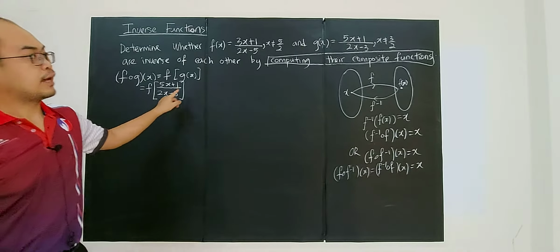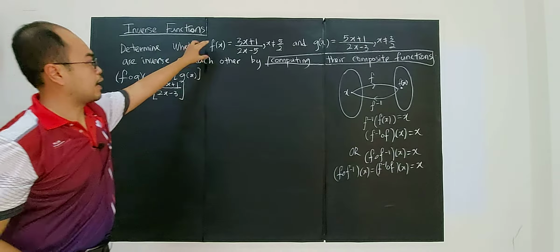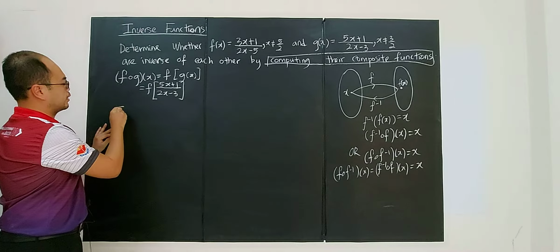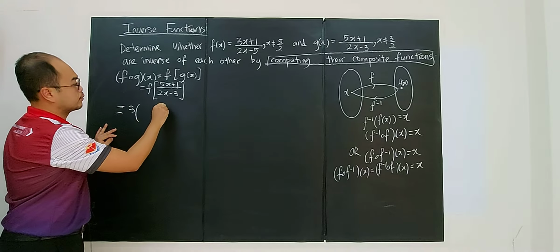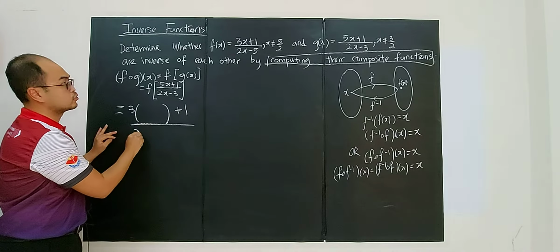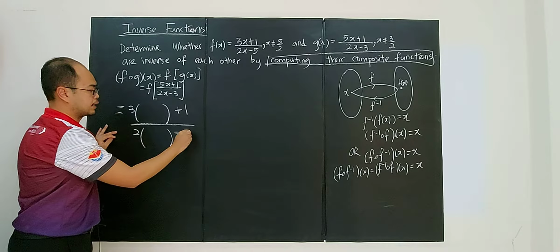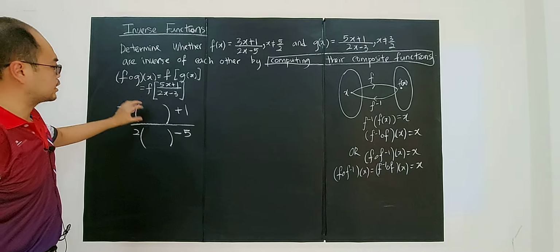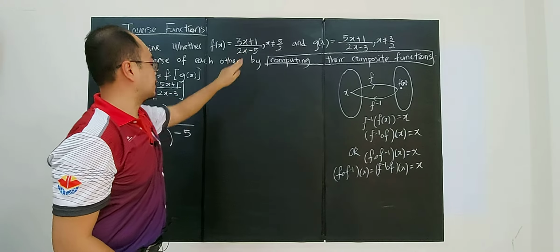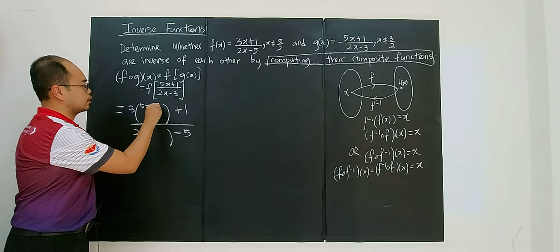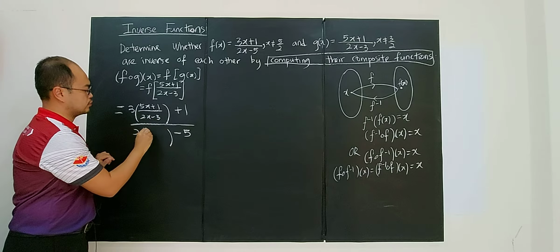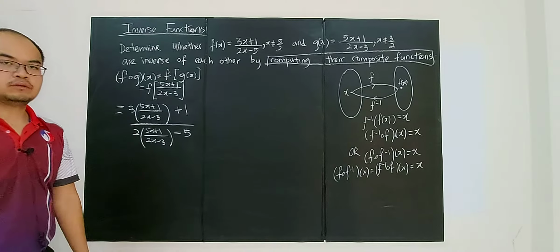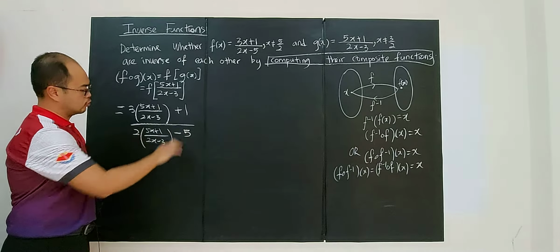The g(x) you're going to put into f here, so the x here you're going to replace with all this. Write it bigger a bit. So you will have 3 bracket plus 1 over 2 bracket minus 5. You put this into the function f, replacing the x here with (5x + 1) divided by (2x - 3). This looks very complicated.